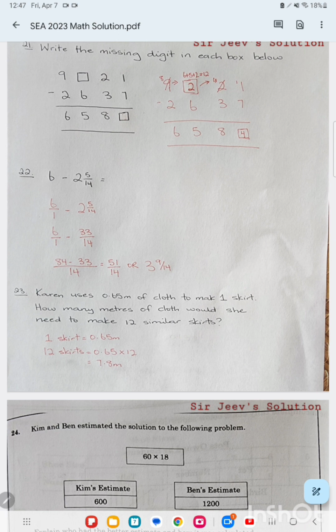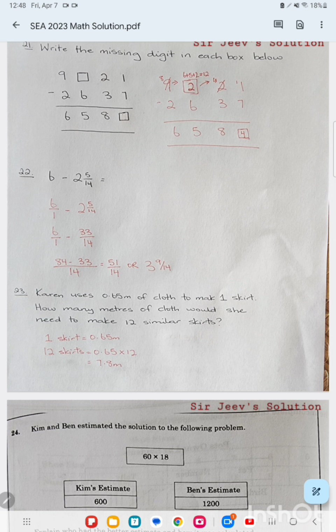So 1 goes into 14 four times. 6 multiplied by 14 is 84. 14 divided by 14 is 1. 1 multiplied by 33 is 33. 84 take away 33 is 51. And you put that all over the denominator, which is 14. And that can be converted back to a mixed number, which is 3 and 9 over 14.